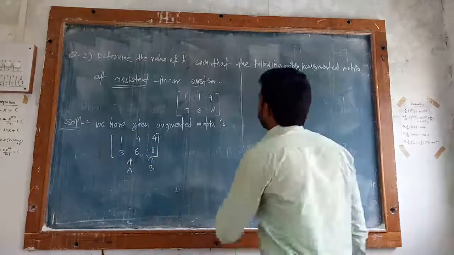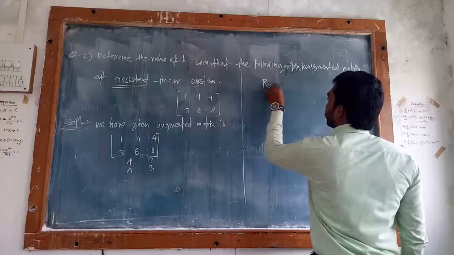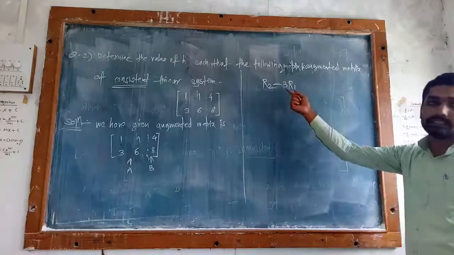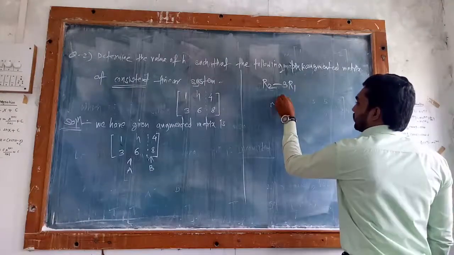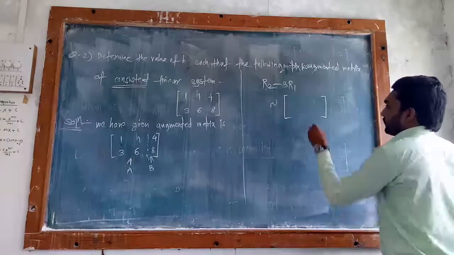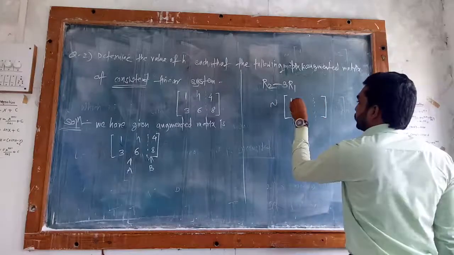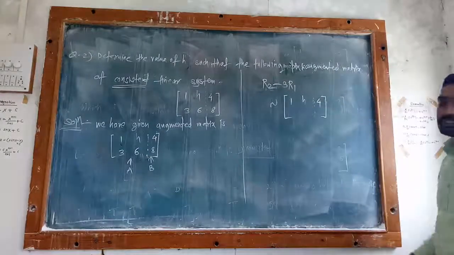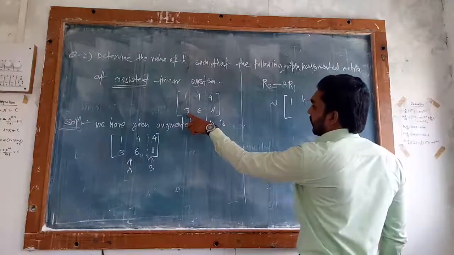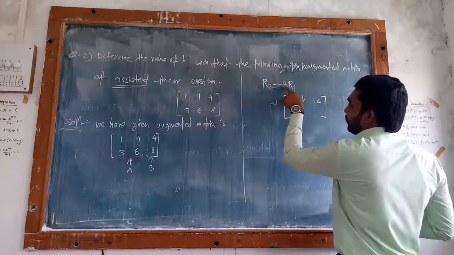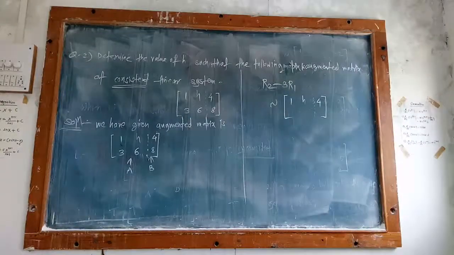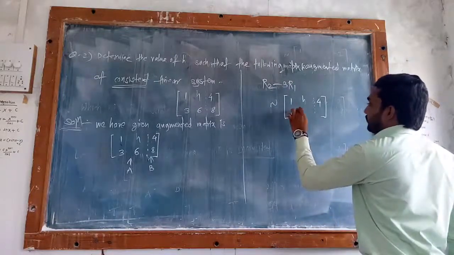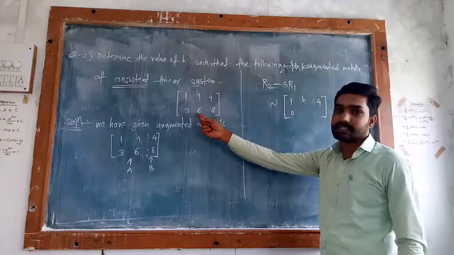So what is the row operation? R2 minus 3 times R1. The augmented matrix becomes: the first row as it is, that is 1, h, 4. For the second row, 3 minus 3 into 1 is 3 minus 3, which becomes 0.